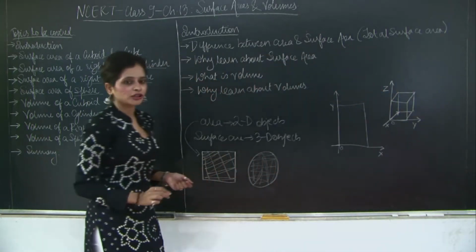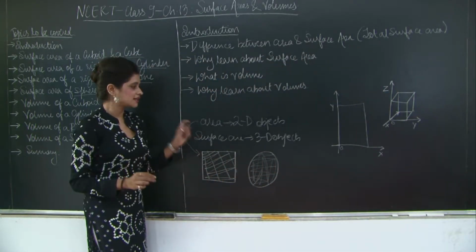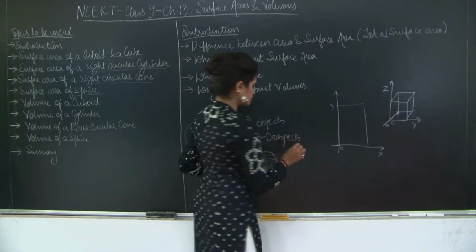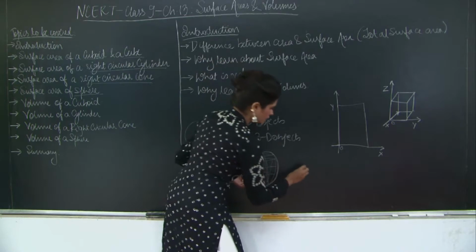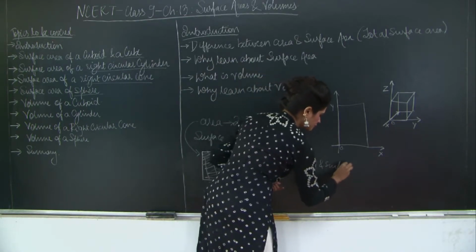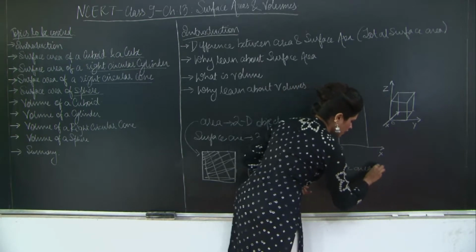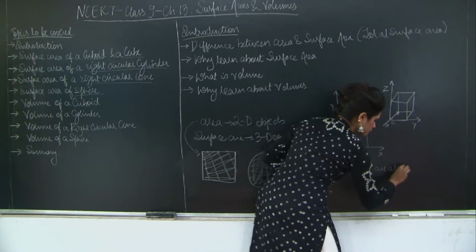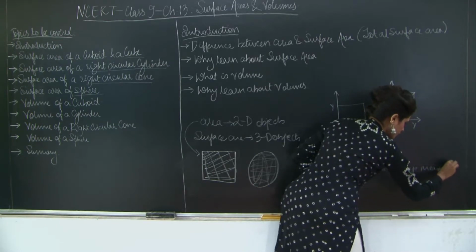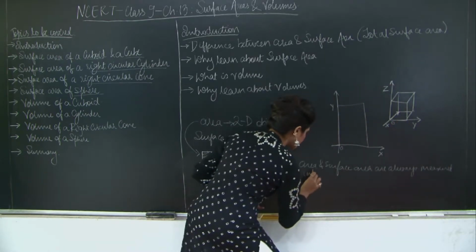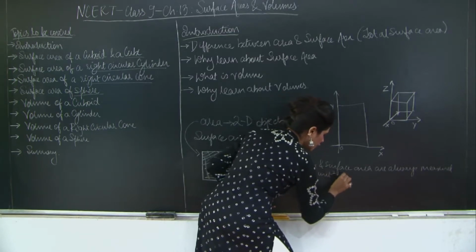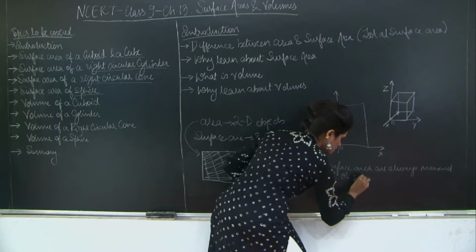Also, the unit of measurement for area and surface area, there's one thing in common, is that it is always going to be unit square. Area and surface area are always measured in unit square, or square units.